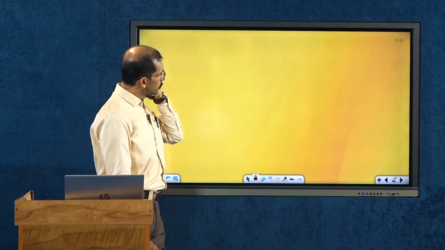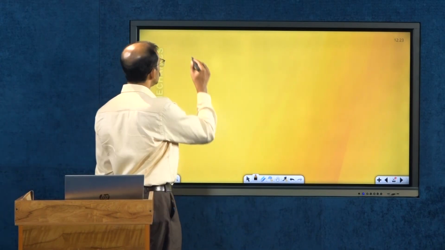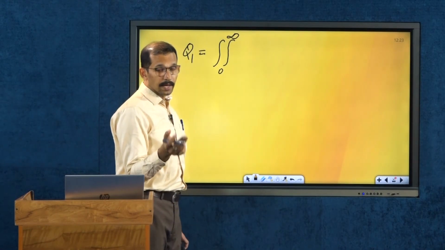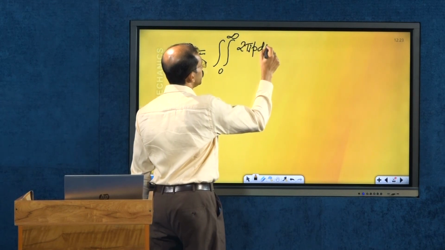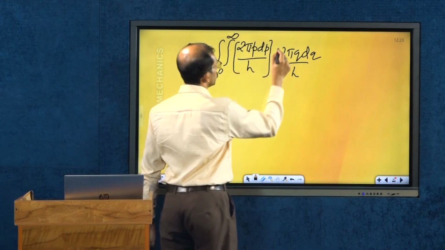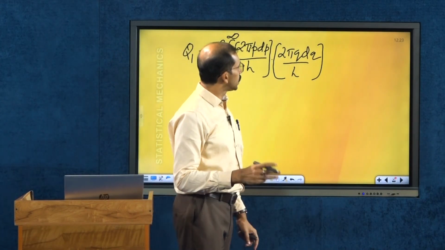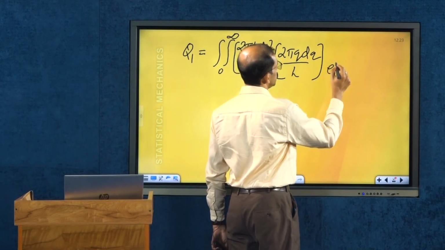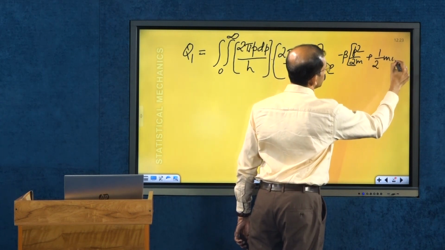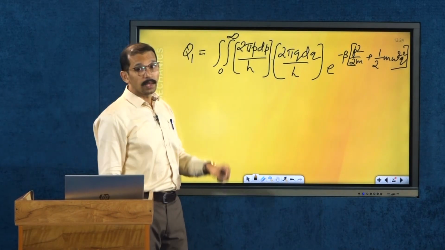If I substitute those parameters of energy and the degeneracy, I can write the expression as Q1 is equal to double integral 0 to infinity, double integral because I have two parameters, right? Which is 2 pi P dP divided by h into 2 pi Q dQ divided by h into e raised to minus beta E, where E is equal to P squared by 2m plus half m omega squared Q squared. So this is the expression which we need to integrate.